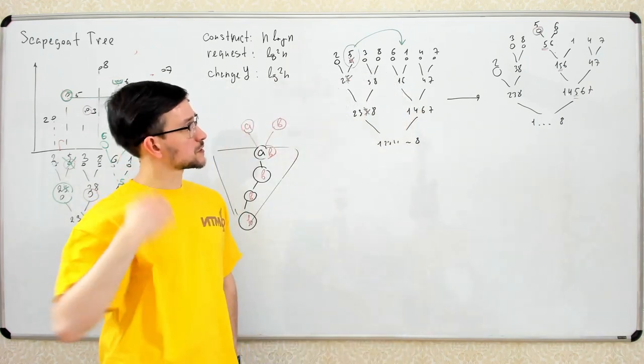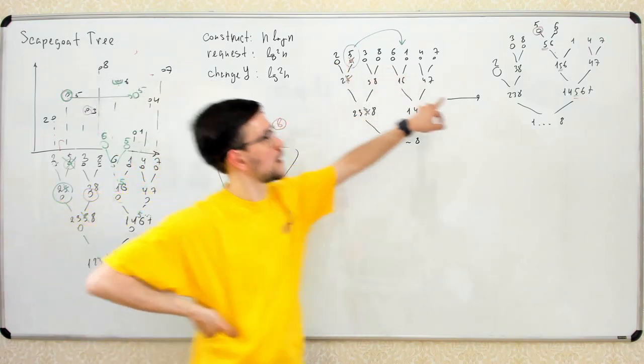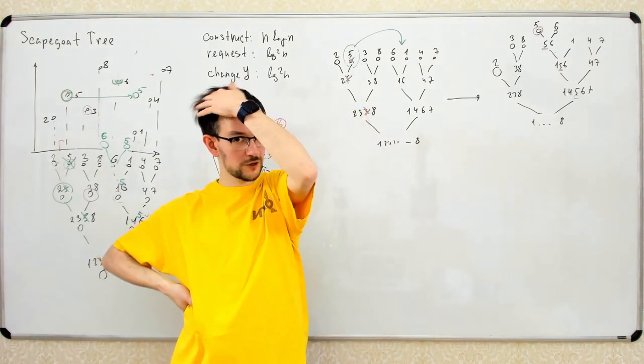Space? No, space is still linear, so we have a linear number of nodes. Again, we removed one node and we added one node, so the total number of nodes is the same, right?